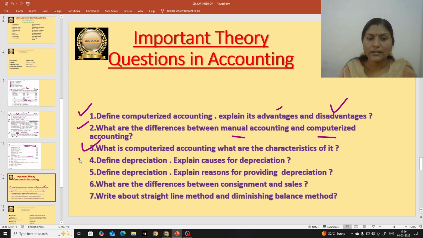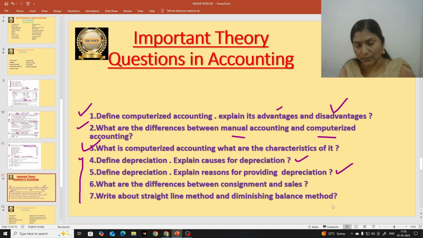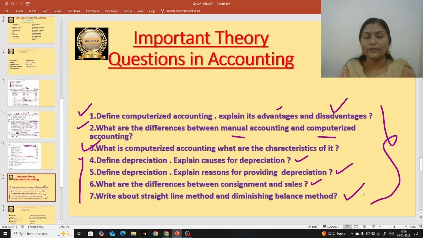Next, 4 more are there. Out of these 4 you will get 1. Define depreciation and what are the causes for depreciation. Define depreciation, what are the reasons for providing depreciation. What are the differences between consignment and sales, and write about straight line method and diminishing balance method. So out of this you will get 1 question for 5 marks. If you learn all these total 7 questions, you can attempt 2 theory questions. If you don't want to learn this, you can go to problems, because there is choice. So let us go to the discussion.